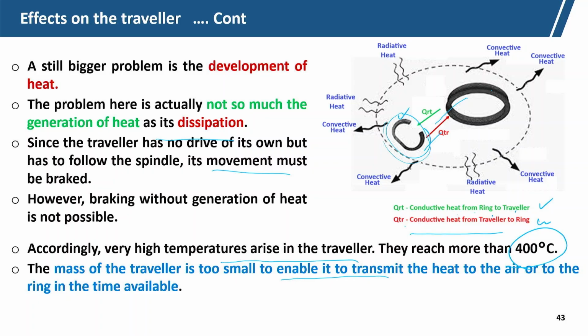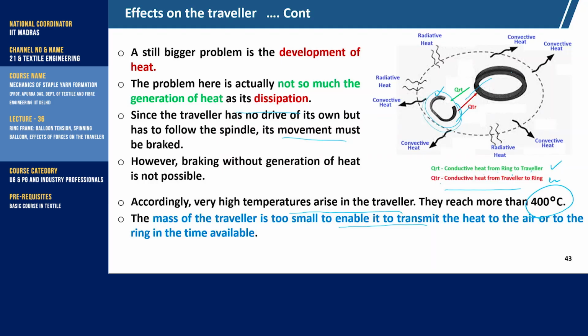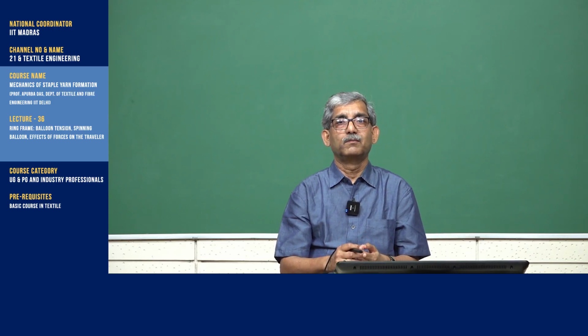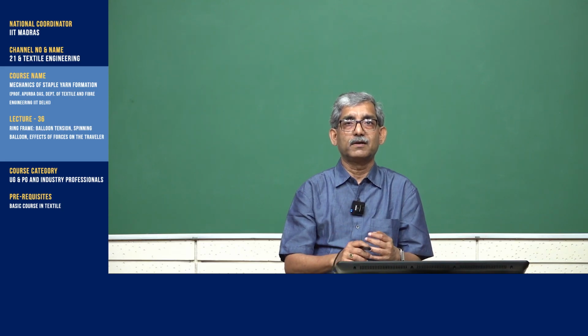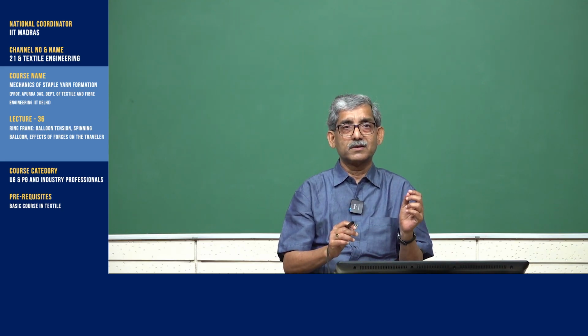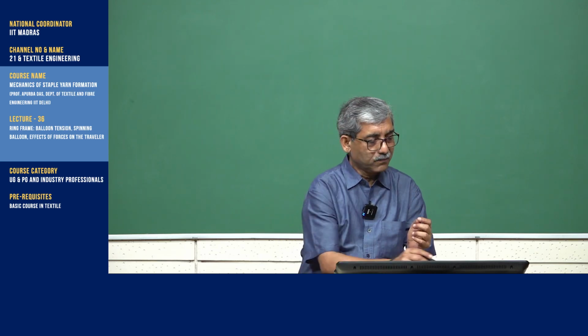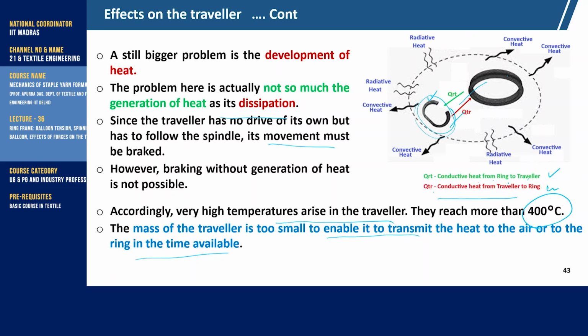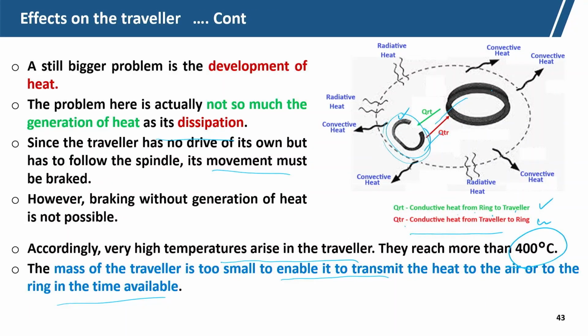The mass of the traveller is too small to transmit the heat to the air. If the surface area is higher, it will release the heat quickly, by conduction, convection and radiation, but the traveller's size and mass are very small. So, as I have mentioned, its mass is very small and its dimension is very small, so its heat transmission to the ring is also very little.